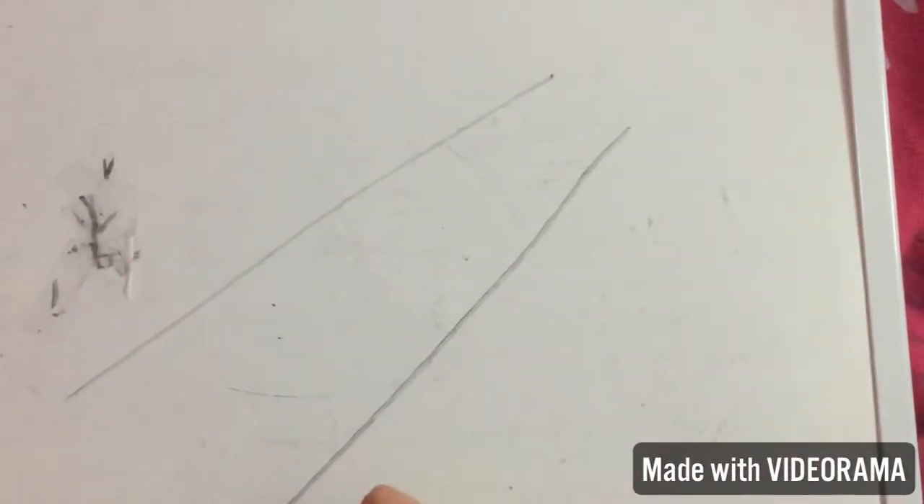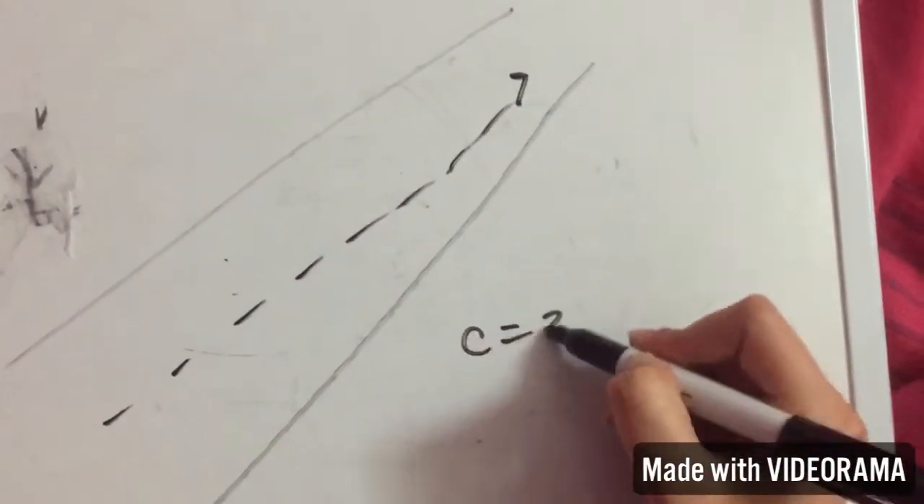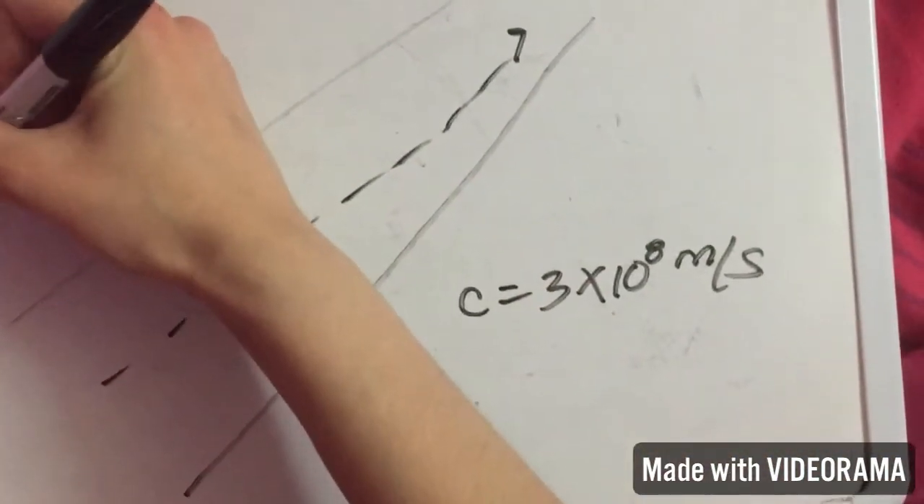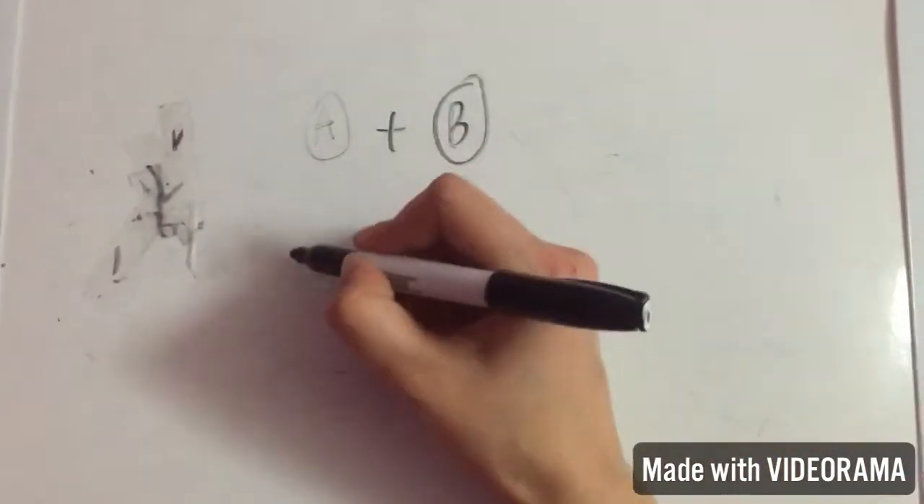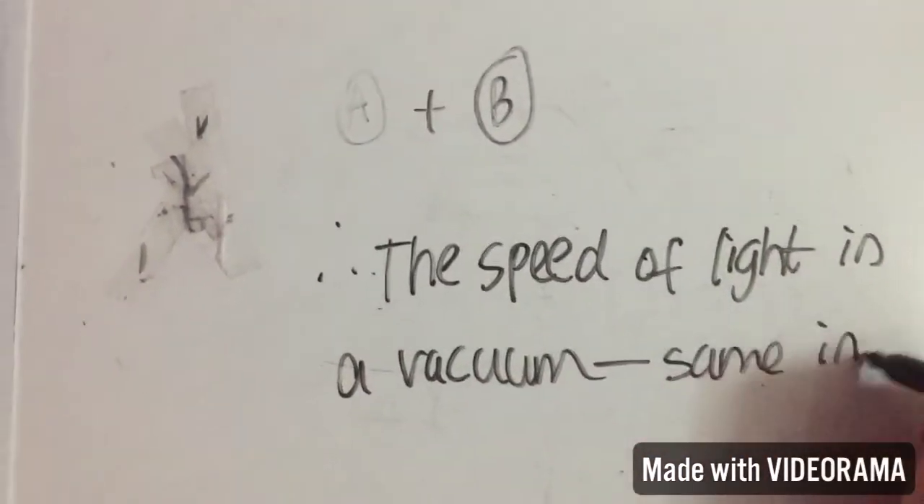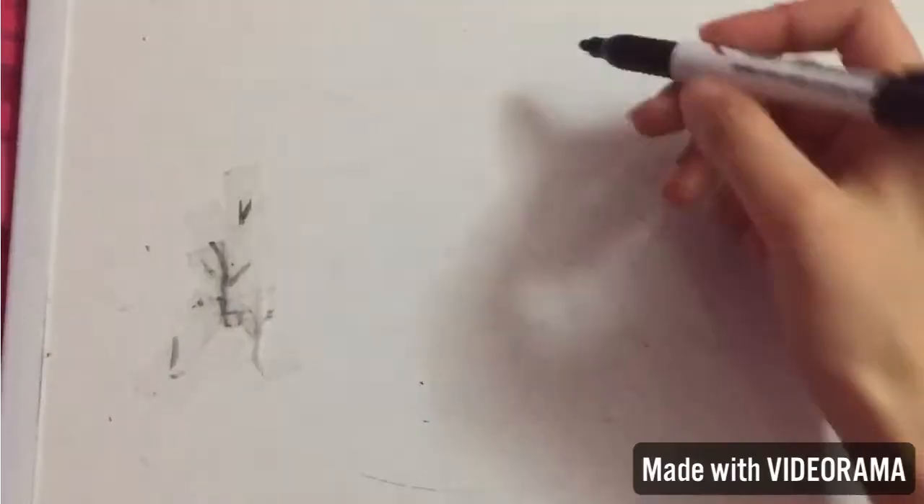B. The speed of light in a vacuum, known as c equals 3 times 10 to the power of 8 meters per second, is independent of the motion of all observers, making this value constant and absolute in all scenarios. Adding up these two statements tells us that the speed of light in a vacuum is the same in all frames of reference.